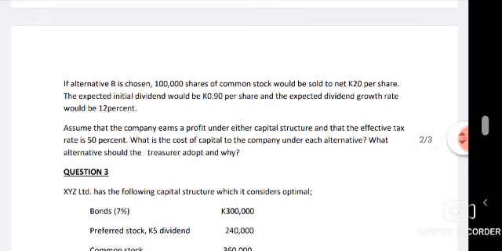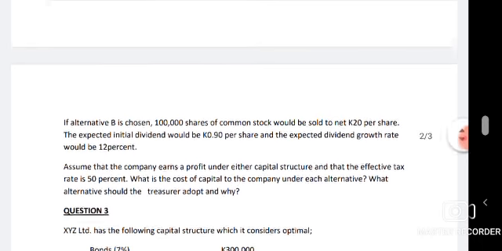Assume that the company earns a profit under either capital structure and that the effective tax rate is 50%. What is the cost of capital to the company under each alternative? What alternative should the treasurer adopt and why? So we'll have to choose among the alternatives available.